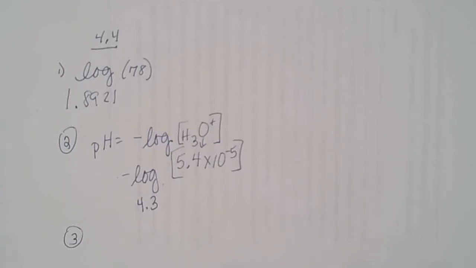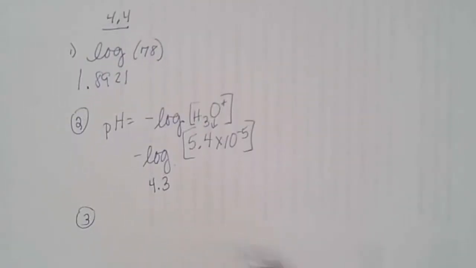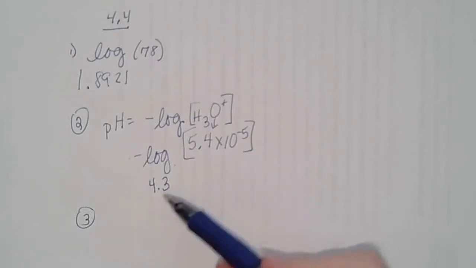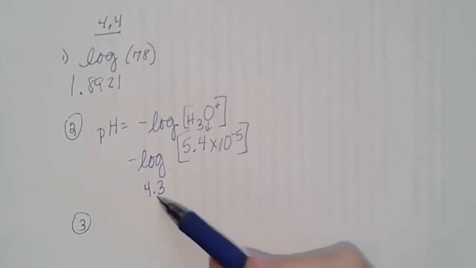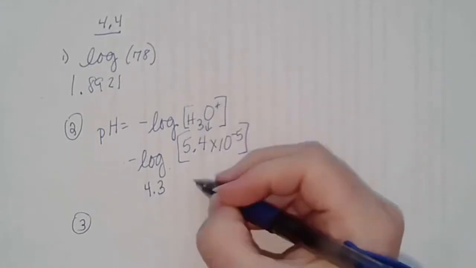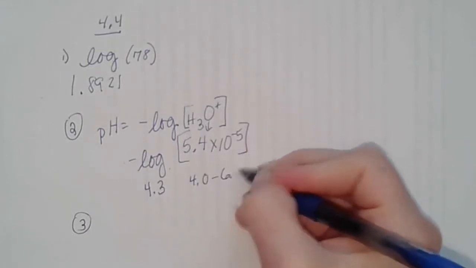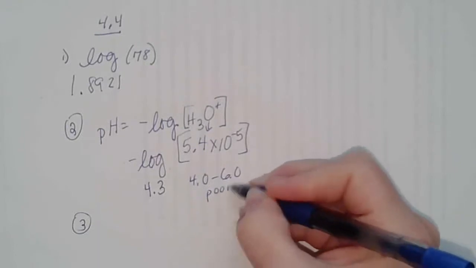Then it gives you a pH problem, just like what we just did on number 2. We're going to do it again, and it gives you a different hydronium concentration. If it would have been this problem, we would have taken the 4.3 and then read our directions, and that would have fallen within the poor fen. Poor fen is 4.0 to 6.0, it tells us. So if it's the same as number 2, it would have been poor fen.